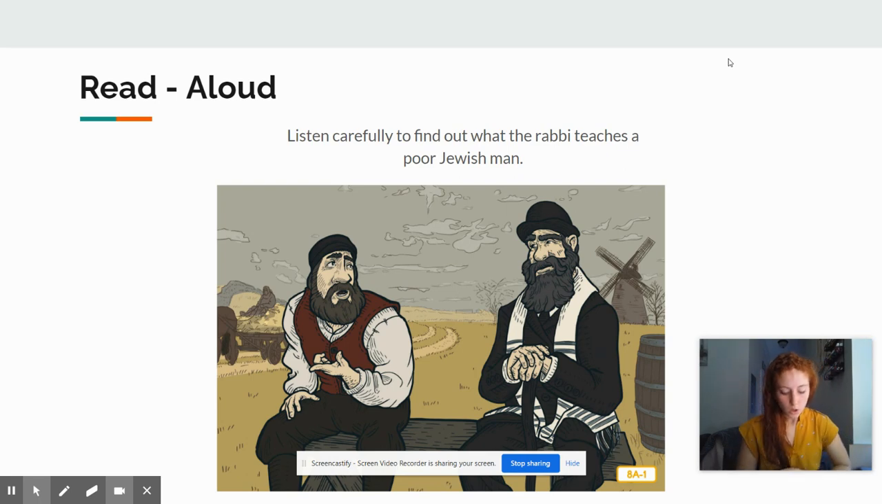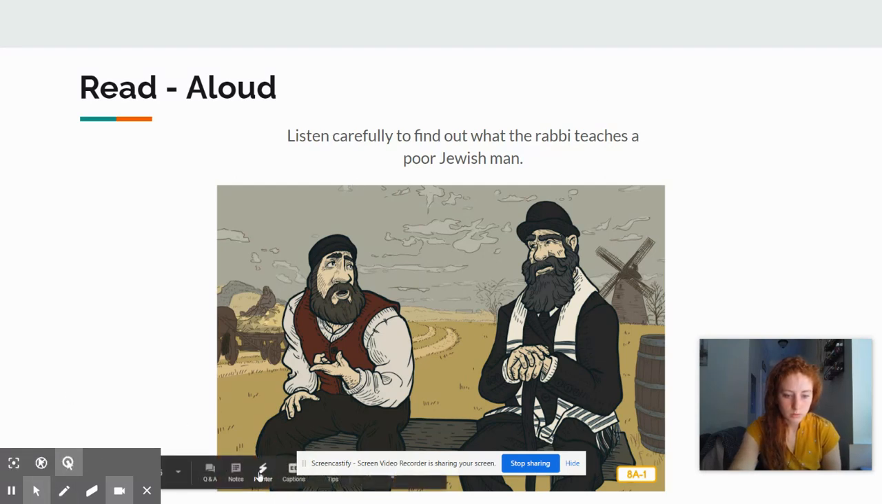Get my book. Once there was a poor Jewish man. Poor just means that the man does not have much money. And it also means that he doesn't have good luck. The poor Jewish man went to speak with his rabbi. Okay, so let me get my pointer out. This is the poor Jewish man. Okay. And this is the rabbi.